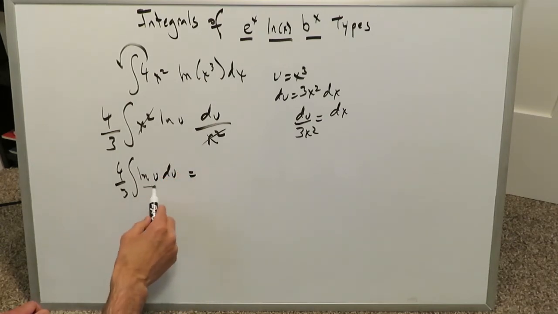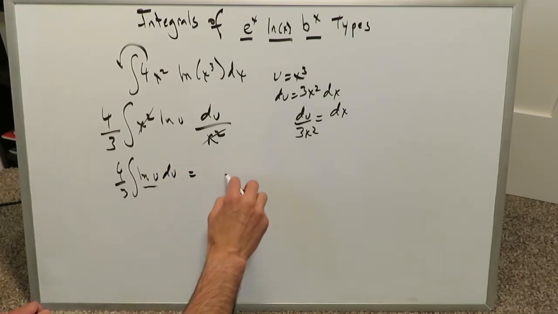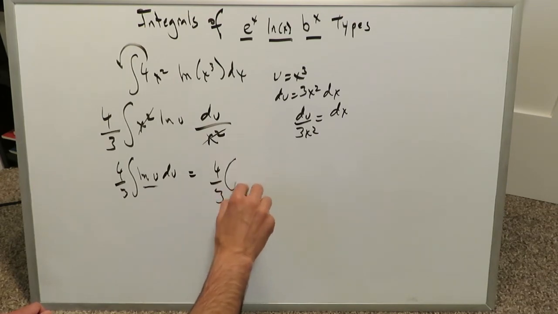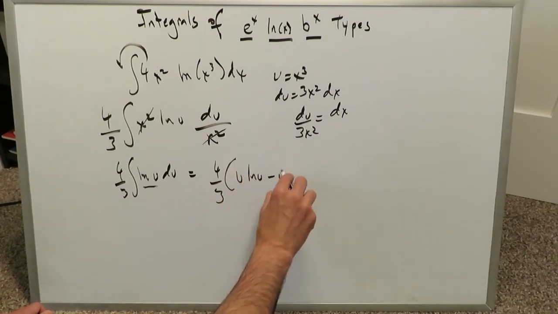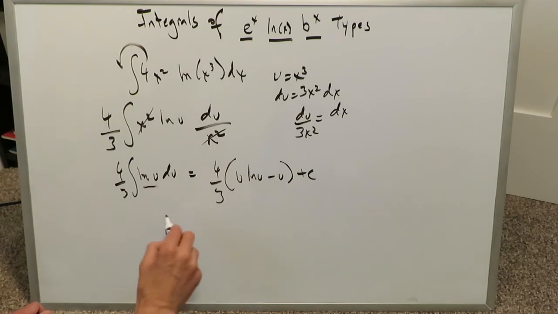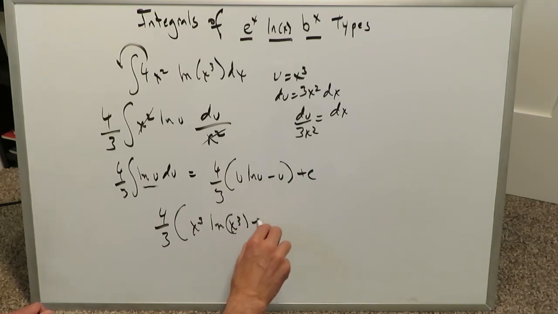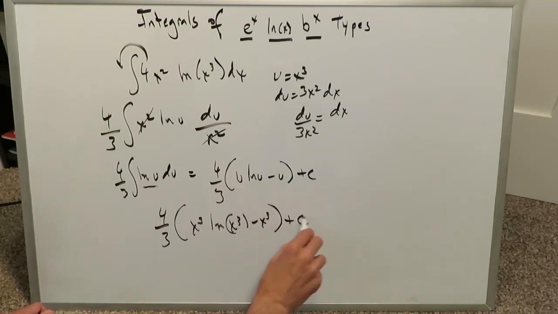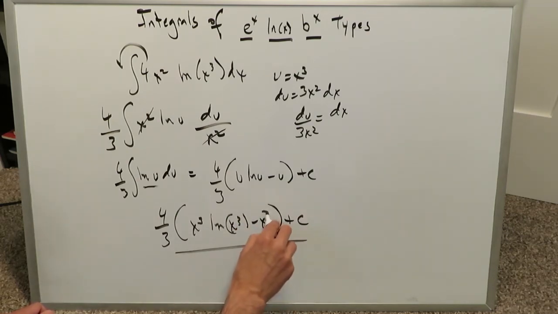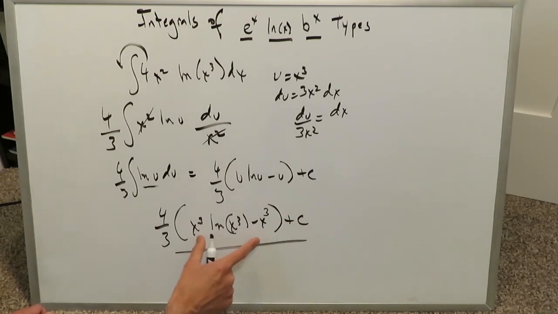In terms of the antiderivative, this is the most complex. You'll have 4 over 3 times u ln u minus u plus c. You have to substitute all of these u's, and you'll have x cubed ln x cubed minus x cubed plus c. And this right here is your final answer. The antiderivative for the ln x integral is complicated, but we'll show you how you derive this using the integrating by parts technique when we talk about it.